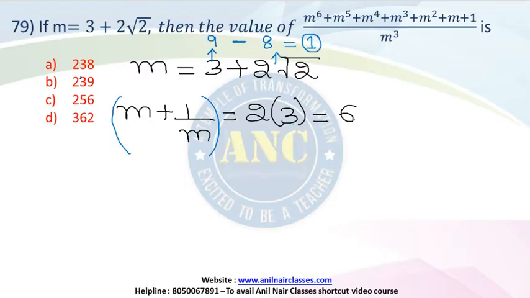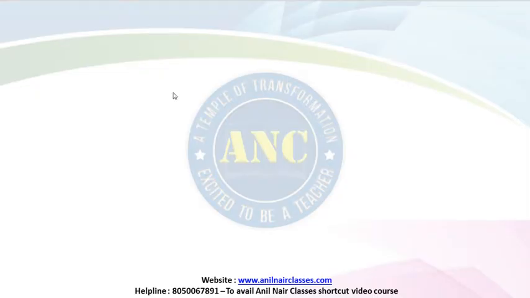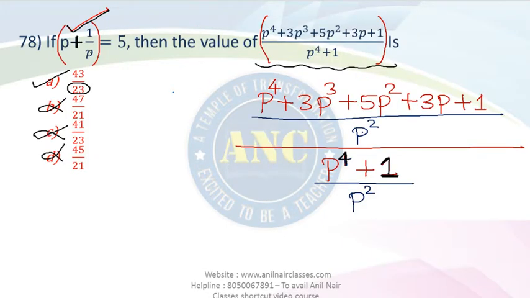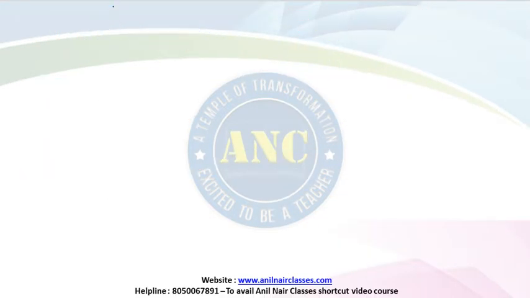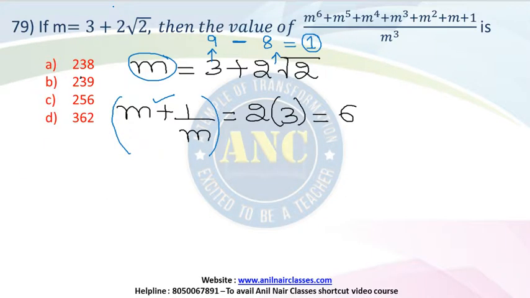Now, this is what I have with me. I know the value of m plus 1 by m as 6. That means in this question they did not directly give you m plus 1 by m. They only gave you the m value, but I calculated m plus 1 by m with one extra step. So compared to the previous question 78, where they directly gave you p plus 1 by p, I did one extra step in the 79th question in finding out the m plus 1 by m value. After you do this, the next process is quite similar to my previous question.